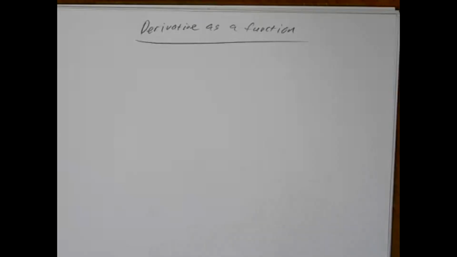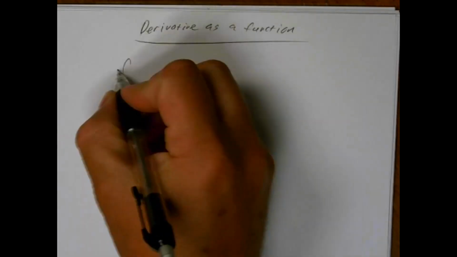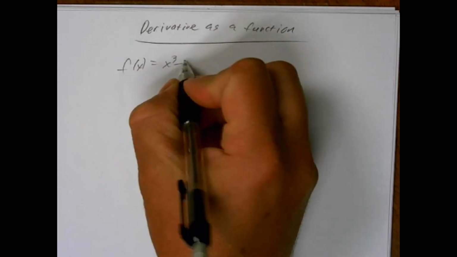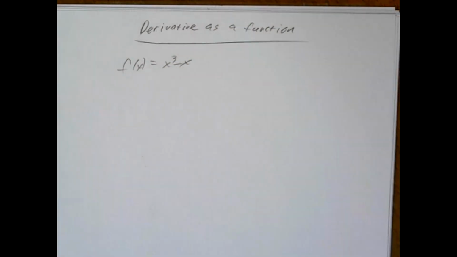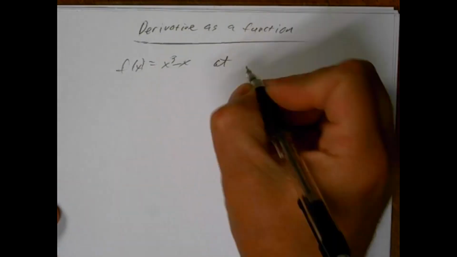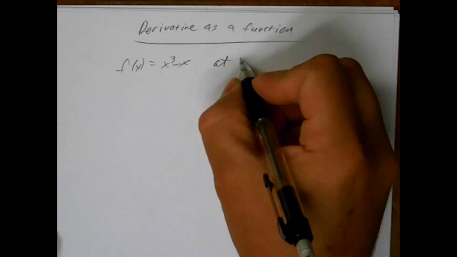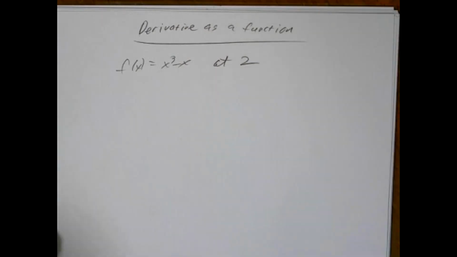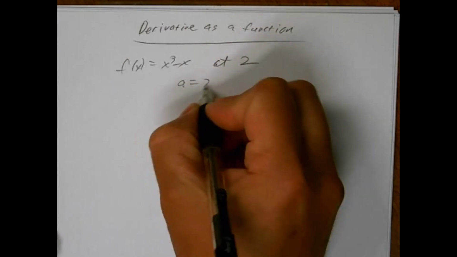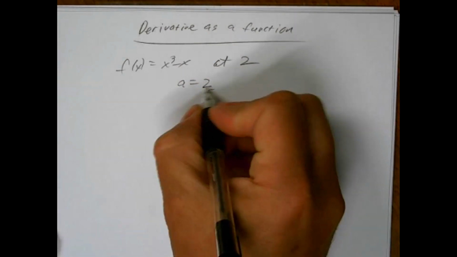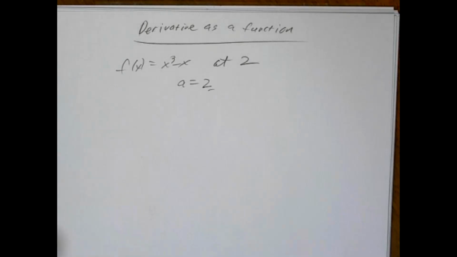Up to this point, when we would talk about a derivative, we were talking about a numerical value. So if you were to say, for example, I have the function f of x equals x cubed minus x, and you wanted to know what is the derivative of this at, say, 2, then what we would do is we would let a become 2. a was the value at which you wanted the derivative to be found.